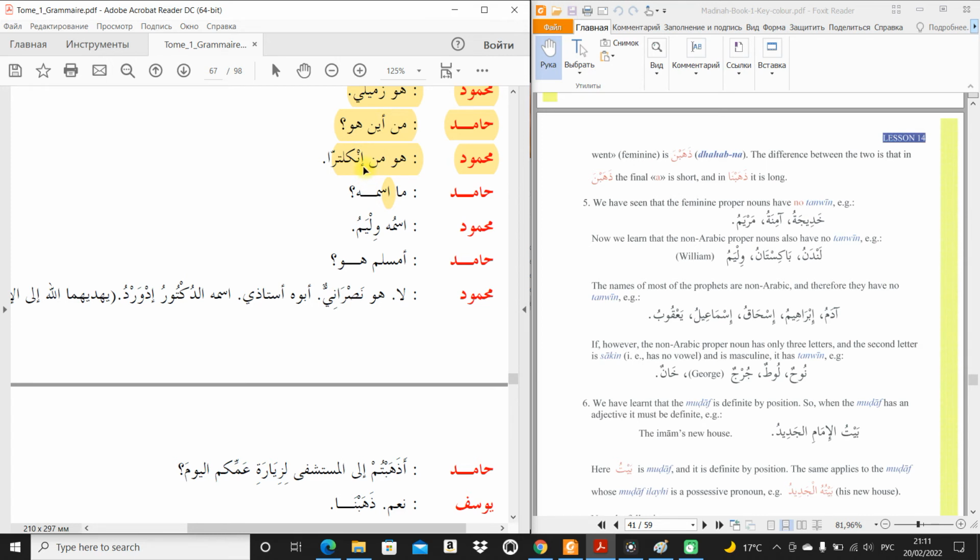Ismuhu. You see, it has Hamza, but this one doesn't have Hamza. Ismuhu, what is his name? Ismuhu Williamu. Non-Arabic proper nouns have no tanween.